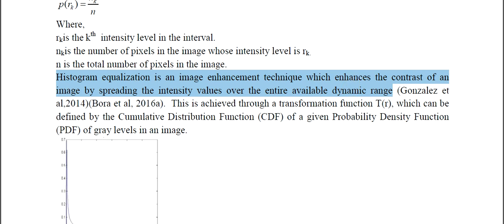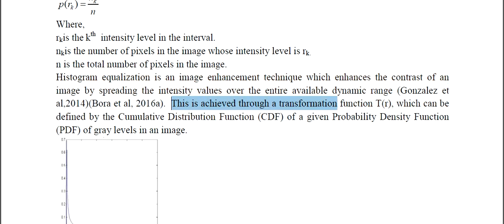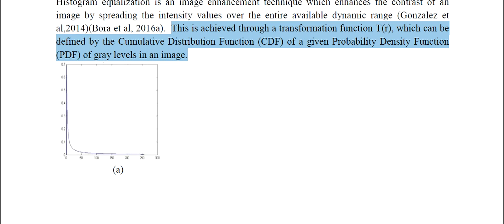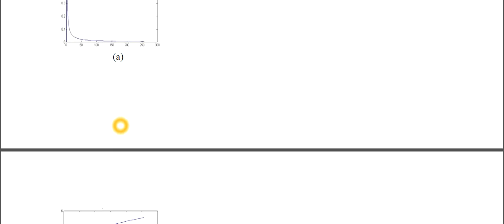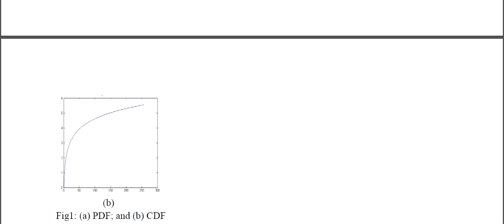This is achieved through a transformation function T(r), which can be defined by the cumulative distribution function, that is CDF, of a given probability density function, that is PDF, of gray levels of an image. In my practical session, I have already defined what CDF and PDF are. In the images you have seen, the first is the PDF and the second is the CDF.